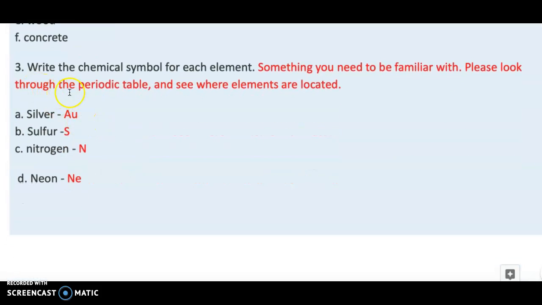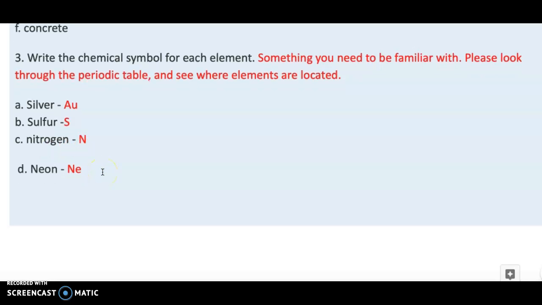This type of question you can definitely do by just using the periodic table and making sure that you can find every single element that is provided to you in a periodic table. It might be difficult in the beginning, but as you walk through the whole periodic table, you will see that it's very easy to find certain elements. For example, like silver or sulfur, nitrogen, or neon. Here in red, I provided all their symbols.